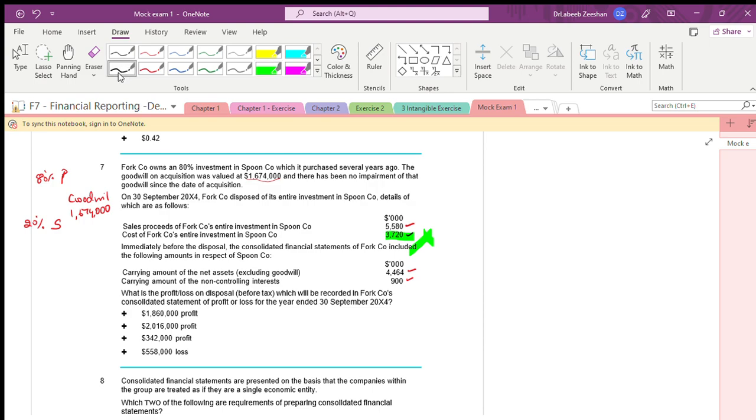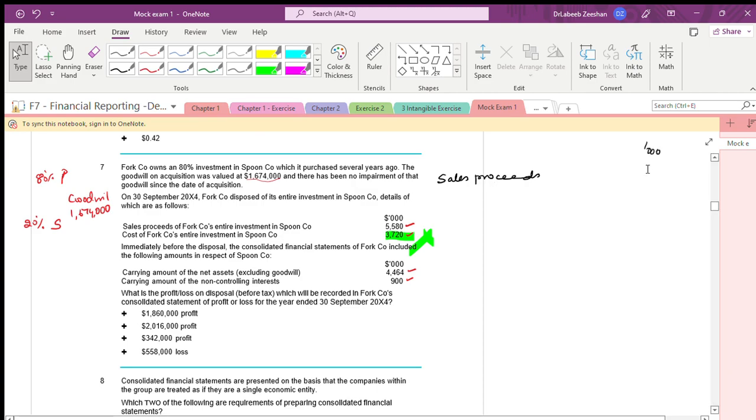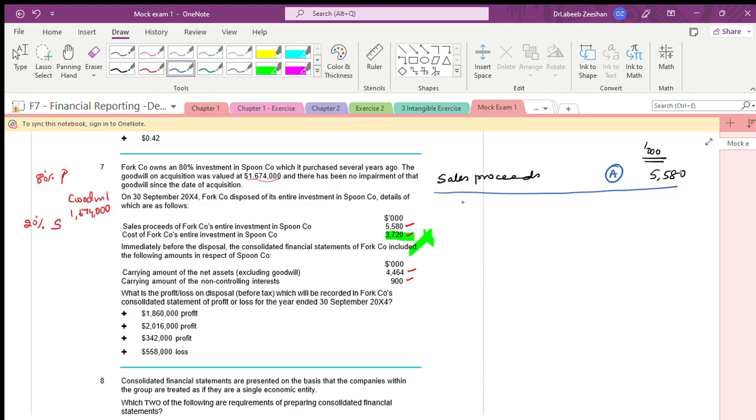Fine. Now, slowly I will write here: sale proceeds. How much are the sale proceeds? In thousands. 5,580. Okay, 5,580. This is A. You put it like this, it will be easy. Last time we have done like this, if you remember.